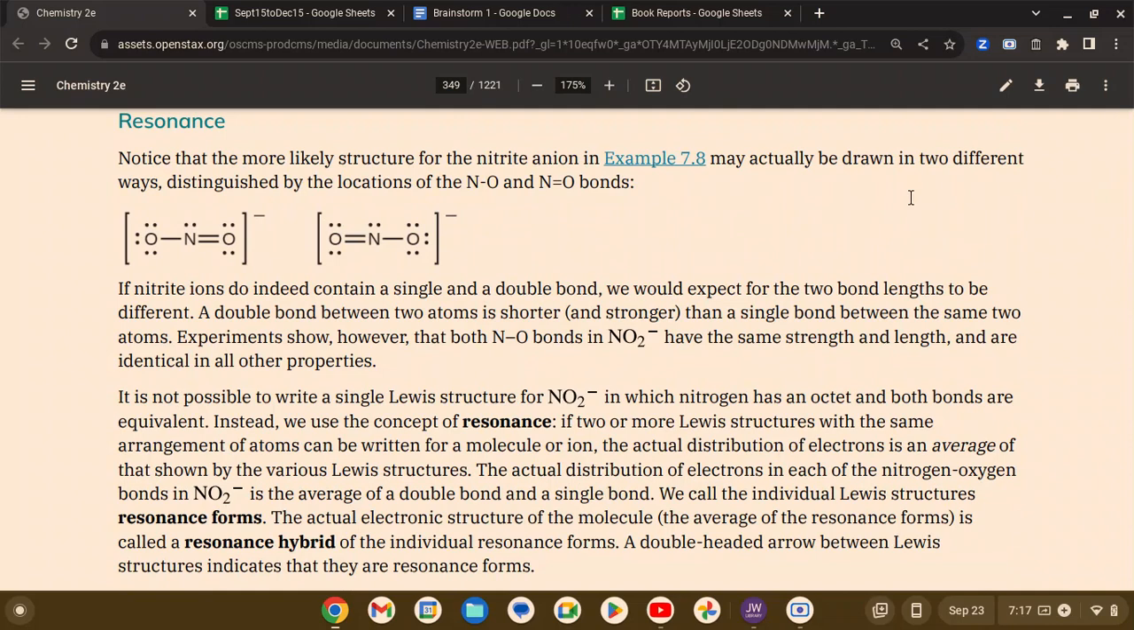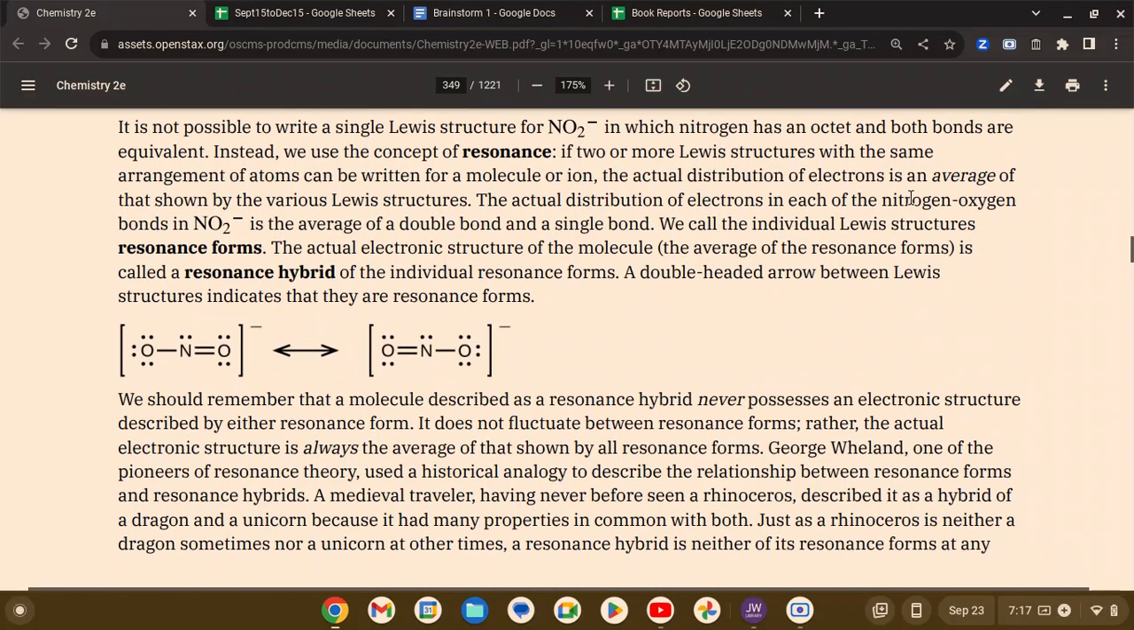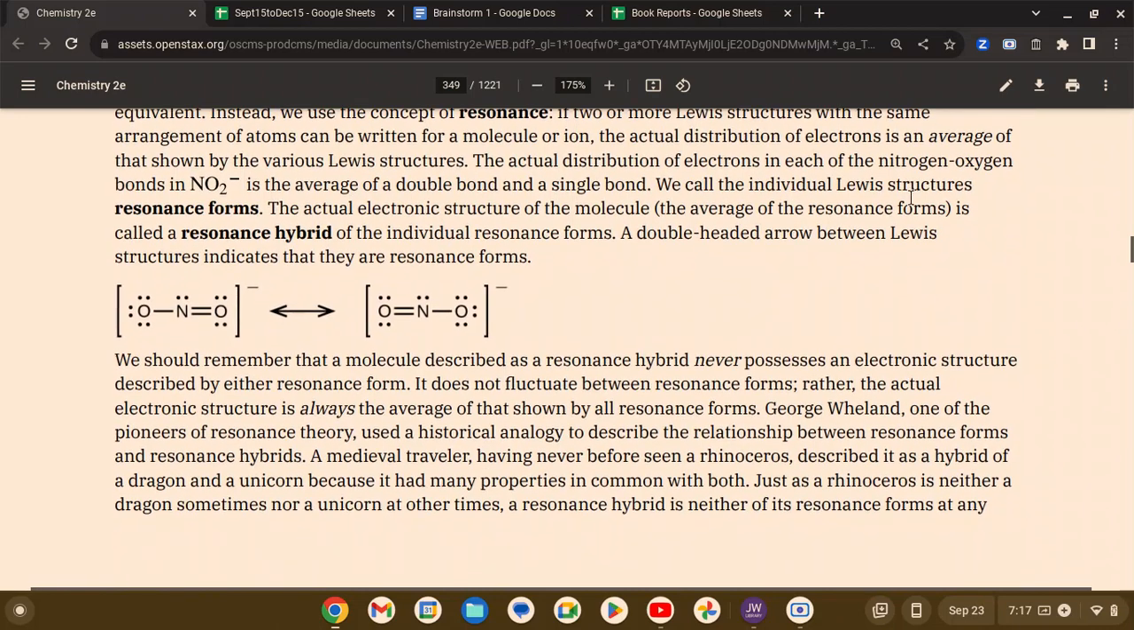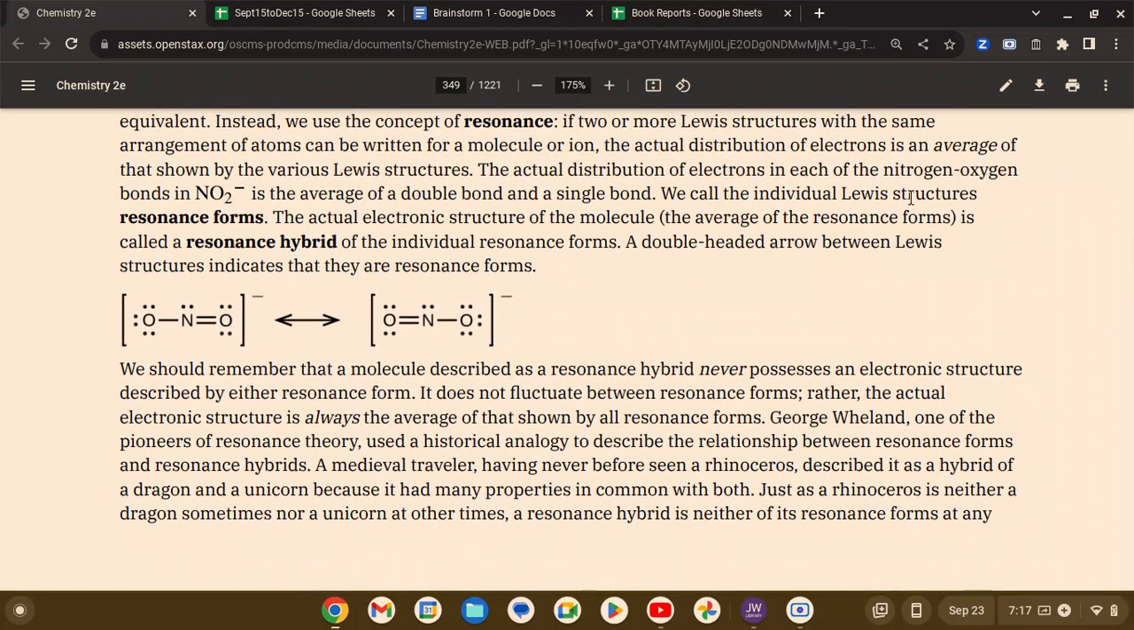It is not possible to write a single Lewis structure for NO2⁻ in which nitrogen has an octet and both bonds are equivalent. Instead, we use the concept of resonance. If two or more Lewis structures with the same arrangement of atoms can be written for a molecular ion, the actual distribution of electrons is an average of that shown by the various Lewis structures. The actual distribution of electrons in each of the nitrogen-oxygen bonds in NO2⁻ is the average of a double bond and a single bond.